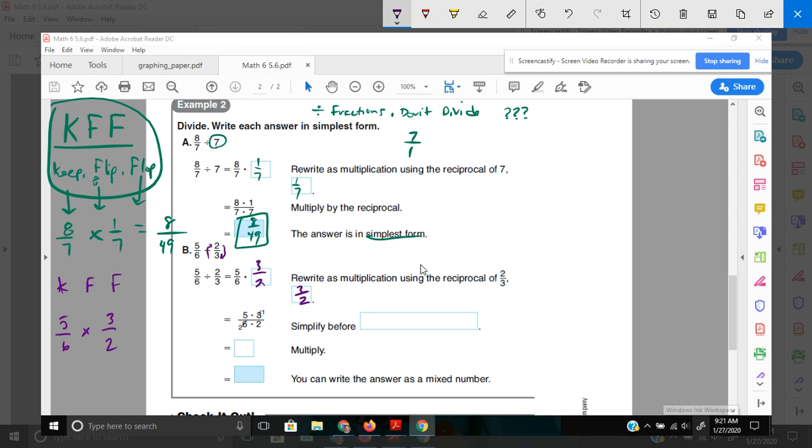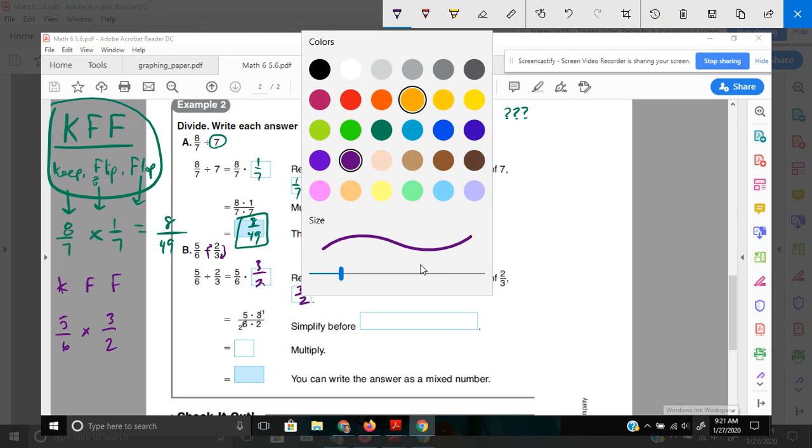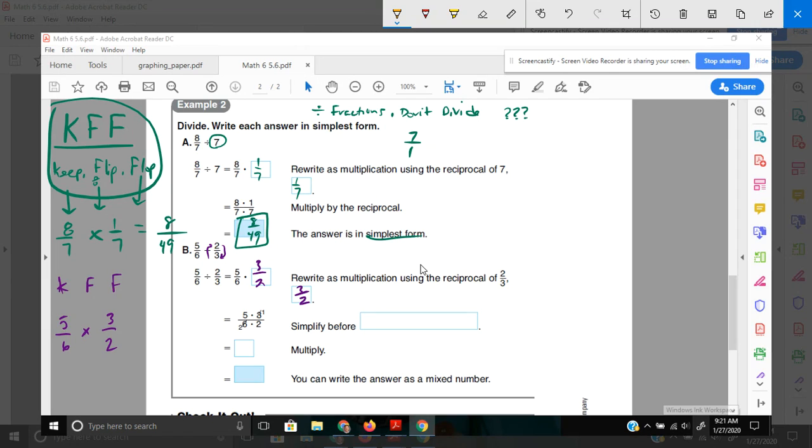Now in this example, let's simplify before we multiply. Remember, you can look diagonally. 6 and 3 have a common factor of 3. 3 divided by 3 is 1, and 6 divided by 3 is 2. Same as they got here. Simplify before multiplying. Now I'll multiply across. 5 times 1 is 5. Over 2 times 2 is 4.